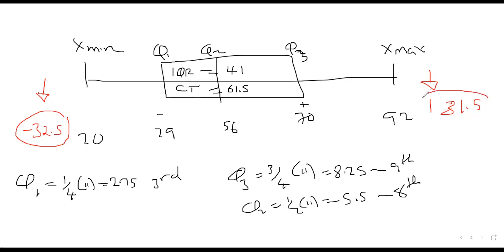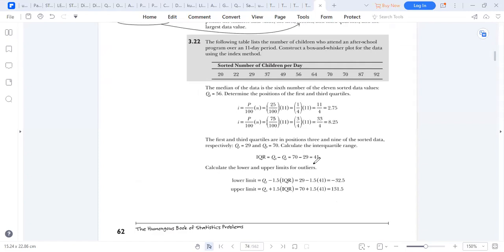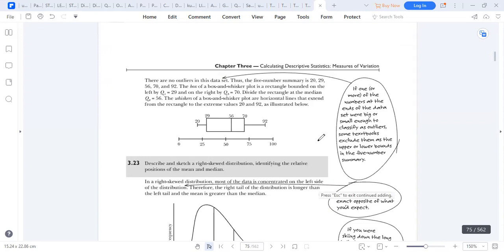Do we have any outliers? No, we don't have any. Good. All of them are inside. So we found 41 here, then 131.5 and negative 32.5. So when you calculate these, you see that the data sandwich inside them. You are also advised to draw a number line to illustrate.